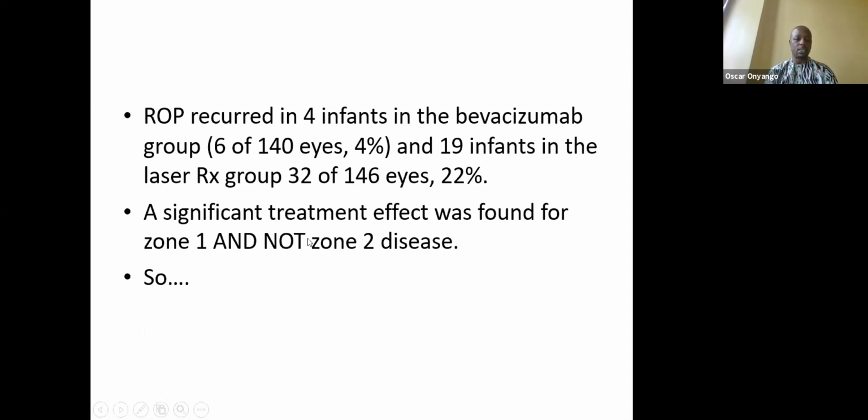What was found was that using anti-VEGF, that's Avastin, had a major effect for zone 1 and not zone 2 disease. The more posterior the disease, the more helpful it was. This was extrapolated further to consider that the more posterior the disease, the closer you are to the disc, the less vascularized retina you have. Anti-VEGF comes in handy because you do not ablate peripheral retina. You can buy more retina, as I normally say, with giving anti-VEGF.